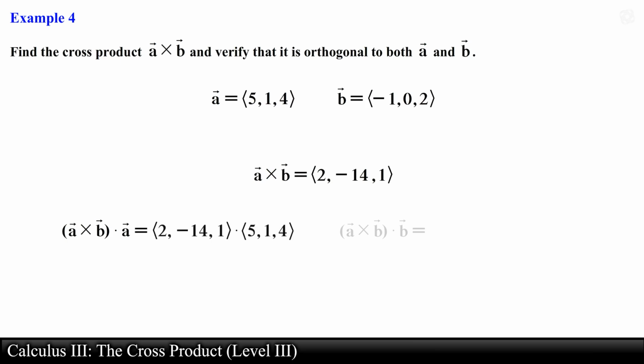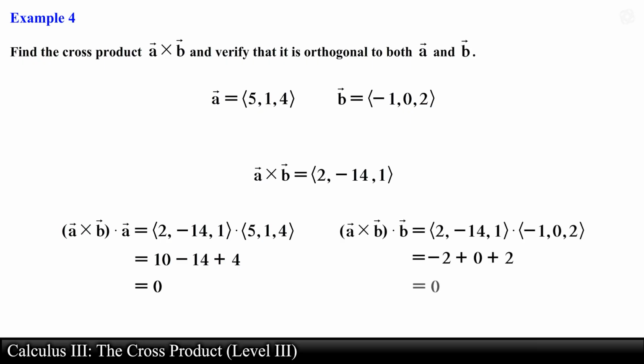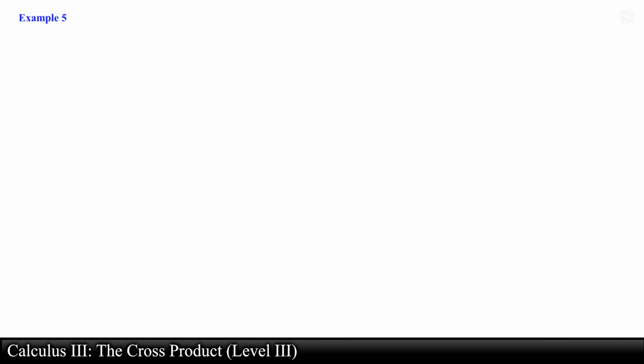Computing the dot product with vector A gives us 0 as our answer. In the same manner, computing the dot product with vector B also gives us 0 as our answer. Hence, the vector produced by crossing vector A and vector B is orthogonal to both vector A and vector B. Let's move along to the next example.